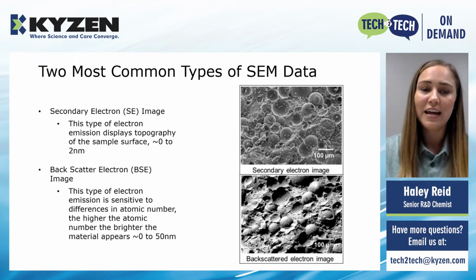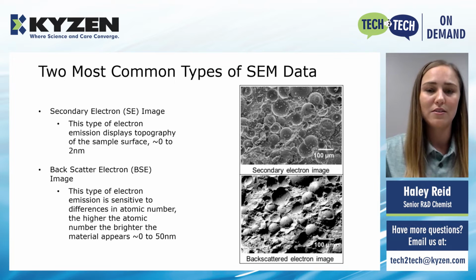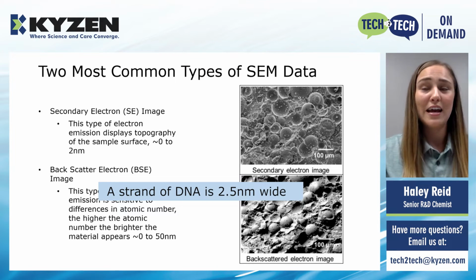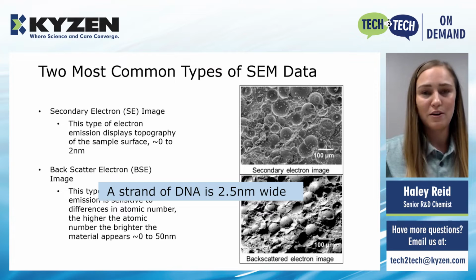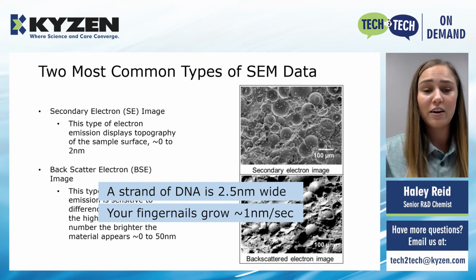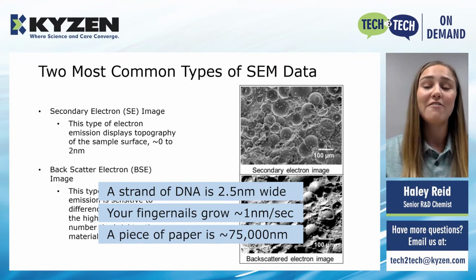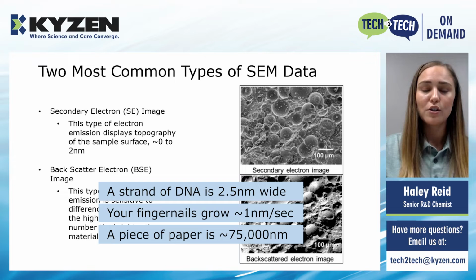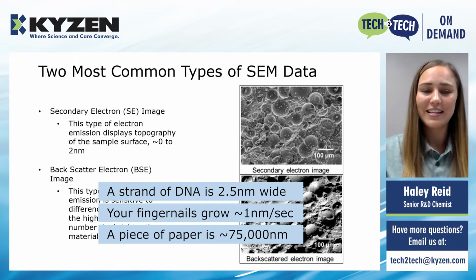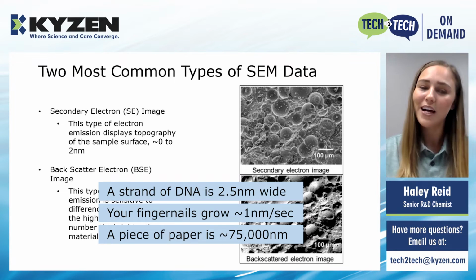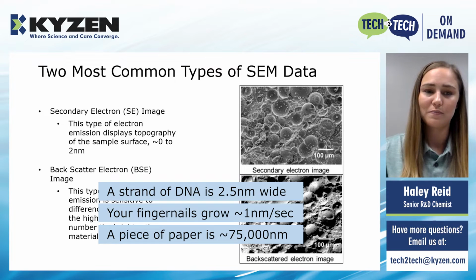Now, 0 to 50 nanometers seems like it's pretty deep into the surface, but for reference, a strand of DNA is 2.5 nanometers wide, or your fingernail grows about 1 nanometer a second. I think it's actually 0.9. And a piece of paper is around 75,000 nanometers. So we're going into the surface, and this does matter for really thin stains, but we're not going into the surface very much.